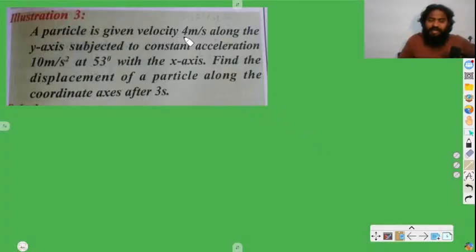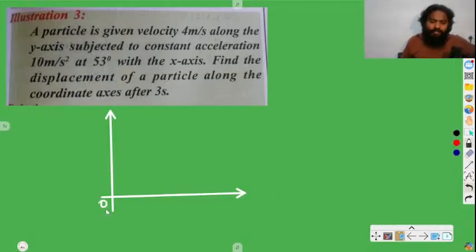So now here just imagine, a particle is given velocity 4 meter per second along the y-axis. Now here the particle is moving along the y-axis. Let me draw the y-axis here. Okay? Here the velocity is along this y-axis, and this is the x-axis, and this is the origin. Now here u is equal to uy is equal to 4 meter per second. Okay, now this is uy.